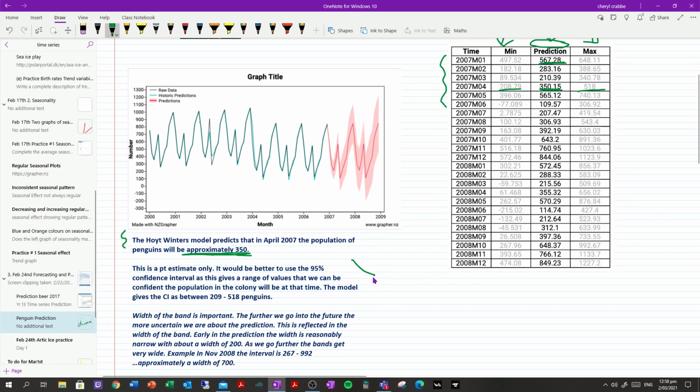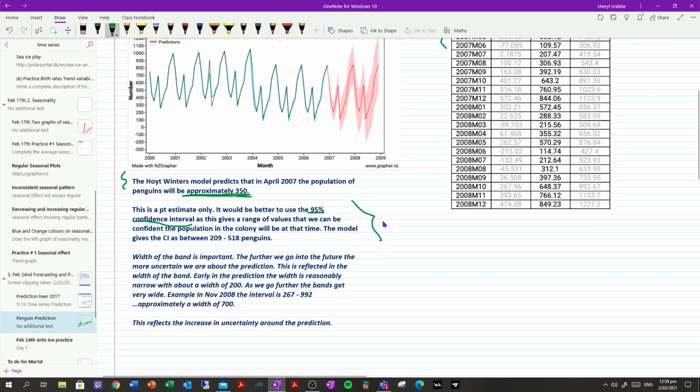So this is what we write. And it's called a 95% confidence interval. Whether you use that or not, it's up to you. But this 350 is a point estimate, and it can be wrong. It would be better to use the 95% confidence interval, as this gives us a range of values that we can be confident the population in the colony will be at this time. The model gives the CI as between 209 and 518 penguins. Okay? So that's your prediction. That's really all you need to write. And you need to talk about your confidence interval, and you need to talk about why we use the confidence interval instead of the point estimate.